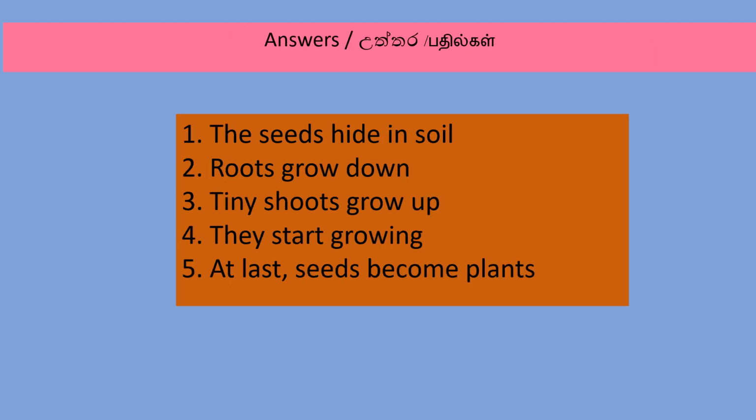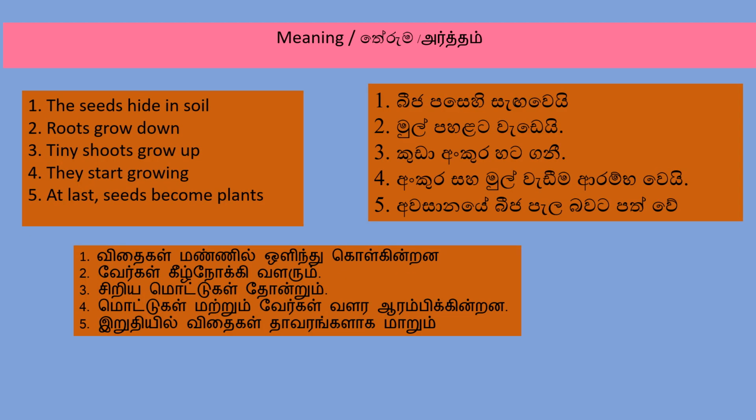Answers. The seeds hide in soil. Roots grow down. Tiny shoots grow up. They start growing. At last, seeds become plants. Meaning.